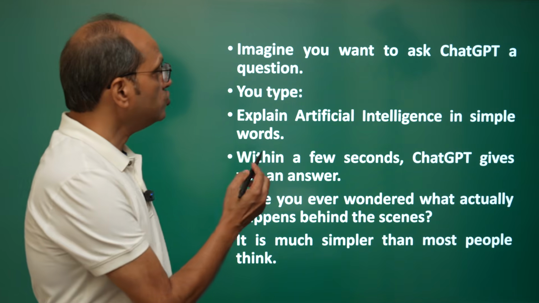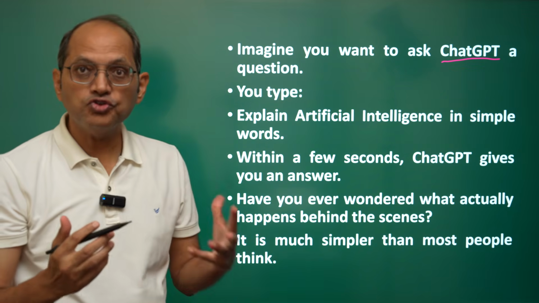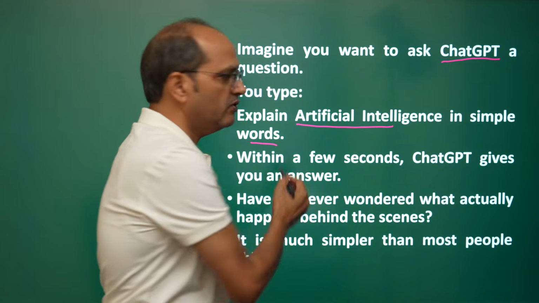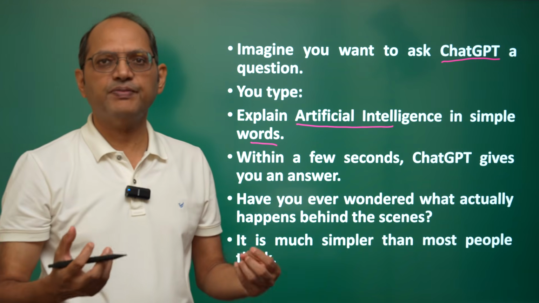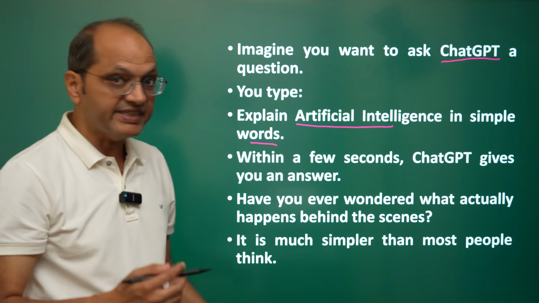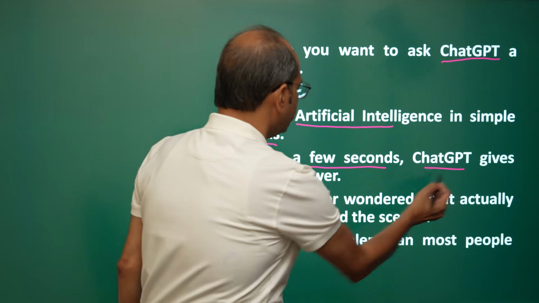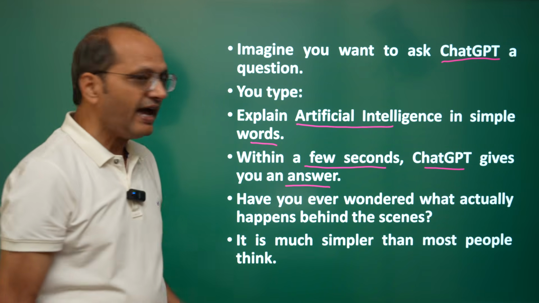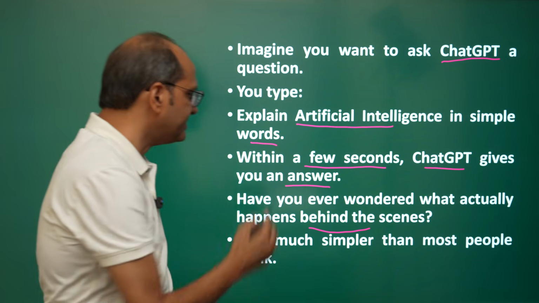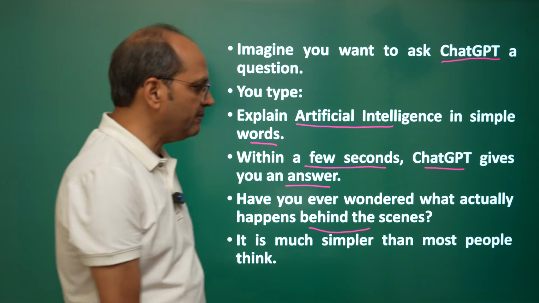Imagine you want to ask ChatGPT a question. So what you do? You type "explain artificial intelligence in simple words" or any other question. For example, what is Newton's law? Any kind of question you ask ChatGPT. Then what happens? Within a few seconds, ChatGPT gives you an answer. Have you ever wondered what actually happens behind the scenes? Actually, it is much simpler than most people think.